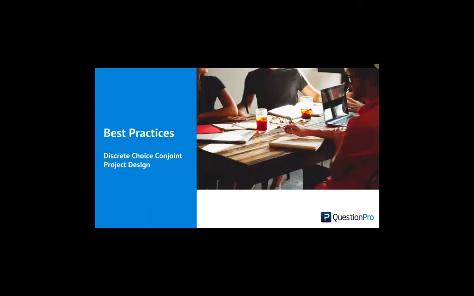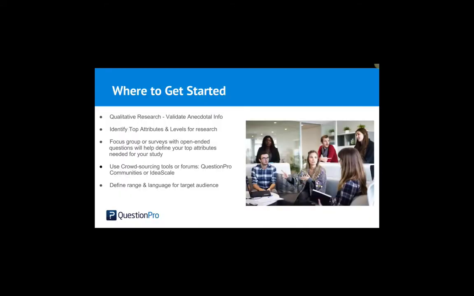So let's go ahead and talk about some best practices in terms of how to get started and what things you want to do to get started with conjoint analysis. So a lot of times people just hear those words and it just sounds really scary, but it really isn't. Getting started is all about just being in a room together and talking, looking at the opportunities in terms of validating all your anecdotal information and hearsay.